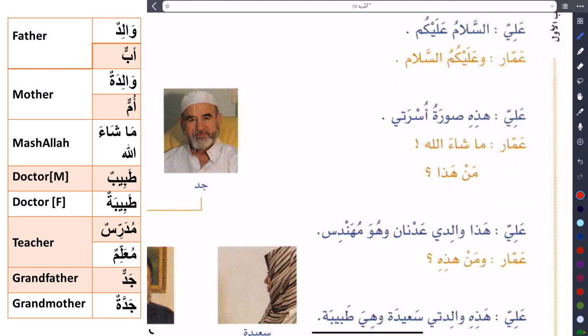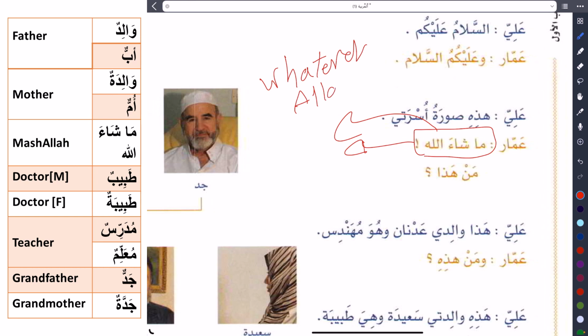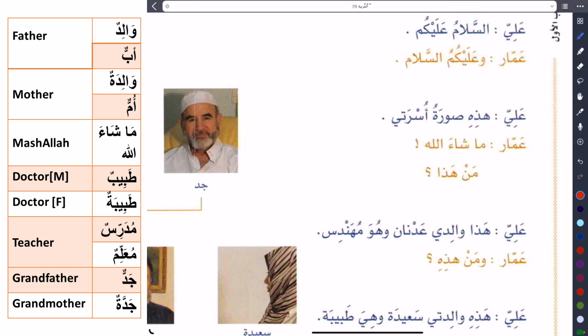ما شاء الله, and this is a very common sentence. I think you know it. We use it when you see something that's wonderful or impressive. You say ما شاء الله. And the literal meaning for ما شاء الله is whatever Allah wills. And you don't need to know that, just to know this sentence is said when something is impressive or wonderful.